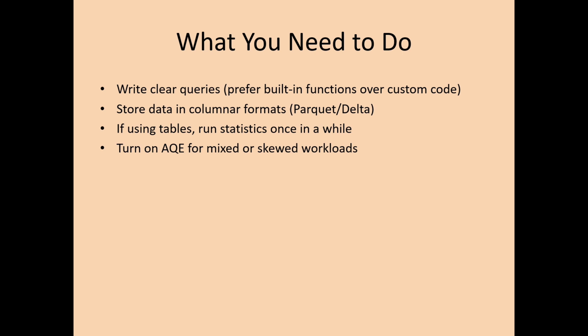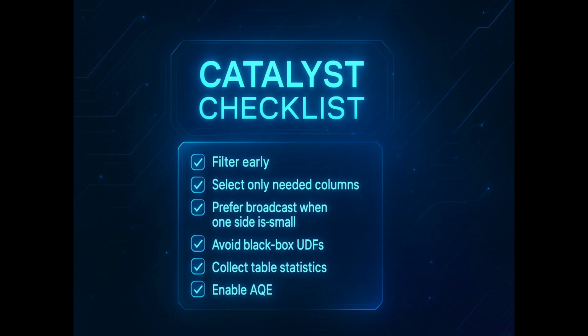Okay, if using a table, run statistics once in a while. So that is your job, that thing you have to take care of. Then turn on AQE for skew and overload handling. Here you have to enable AQE. I mean, by default it is enabled unless you have disabled it. So you have to check that, and if possible enable it. That will help Catalyst optimization do its job. You just have to enable it. Okay, so yeah, moving forward.